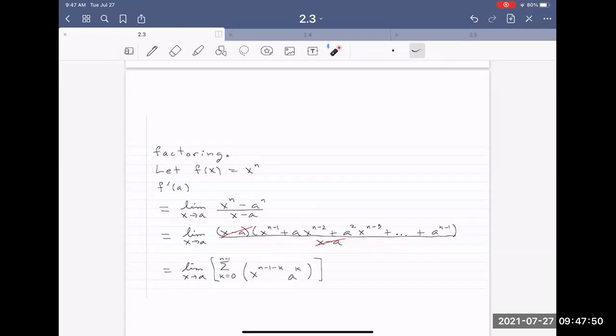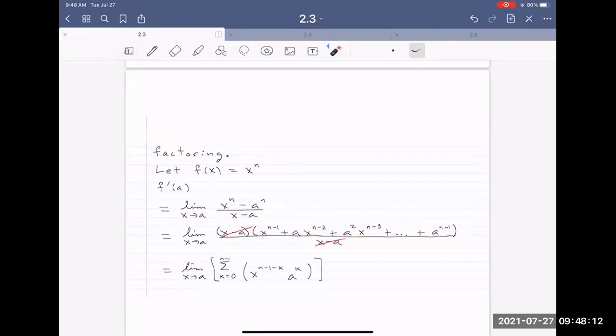So you see what's happening. These a's here are rising in powers, and these x's here are dropping in power. So plus, well, dot, dot, dot, a to the n minus 1. The x minus a's cancel. And so you just have this term.